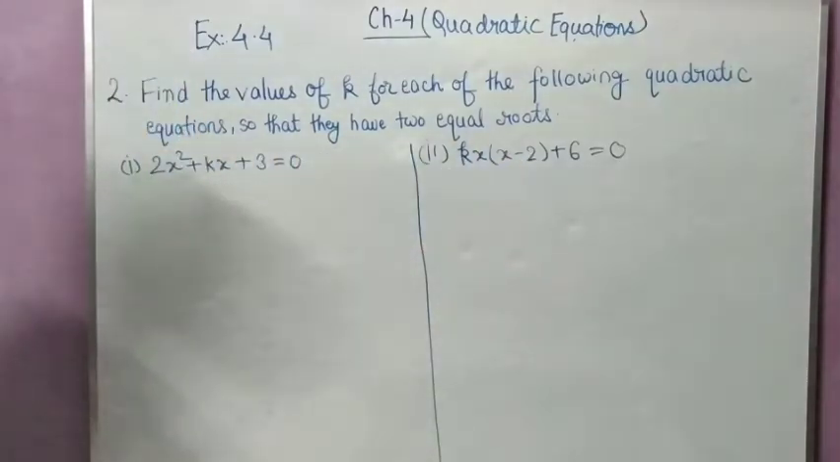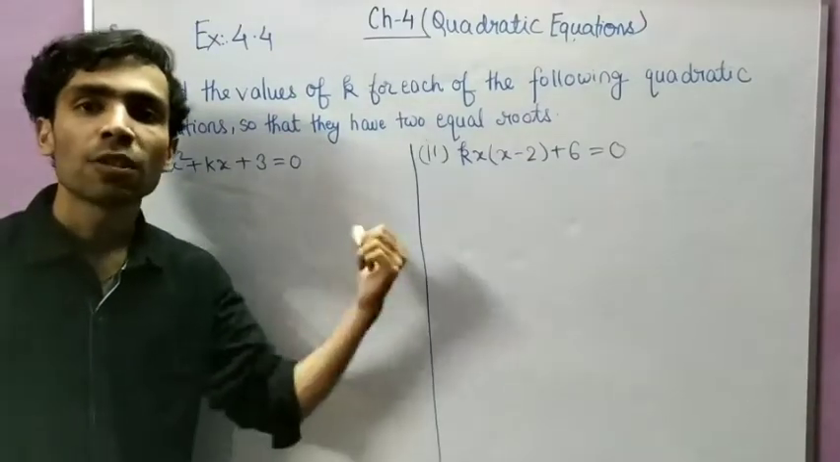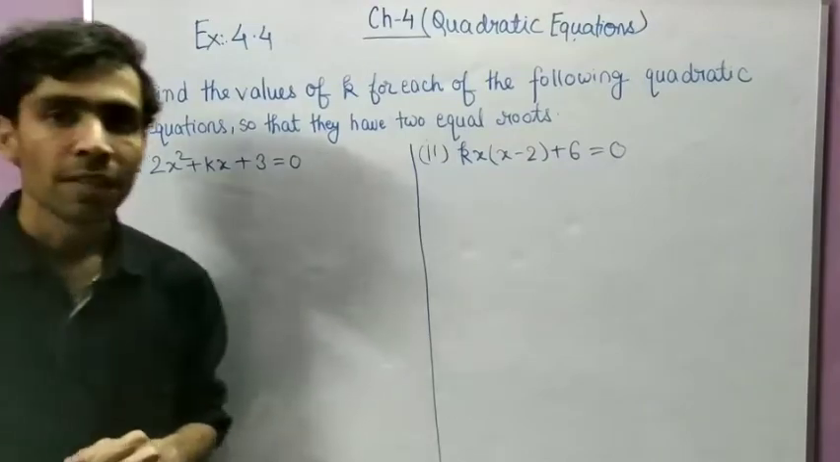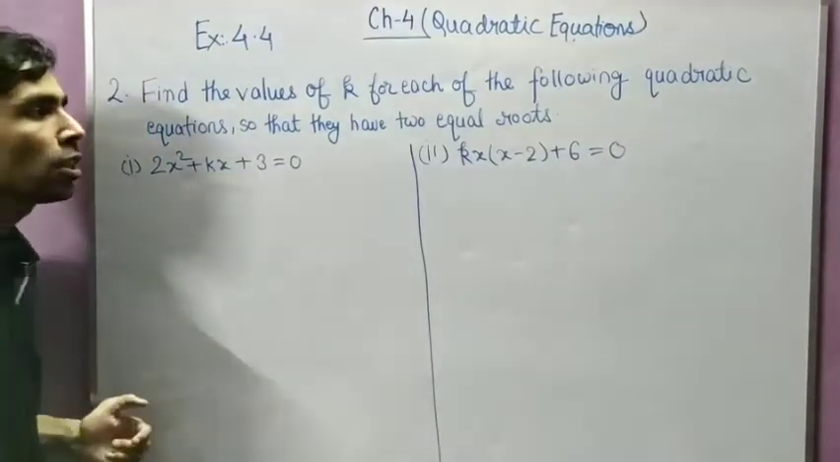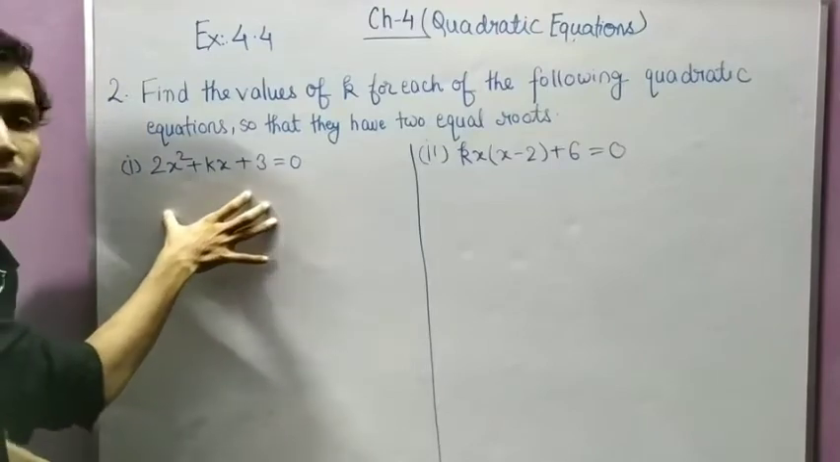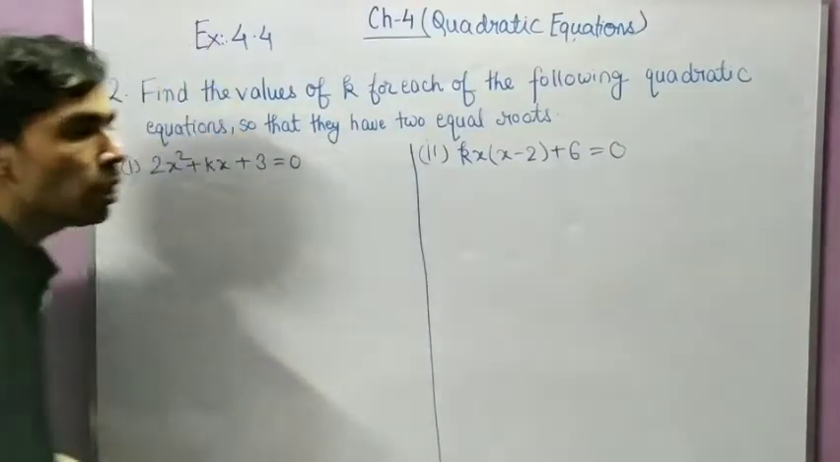Okay, and we have to find the value of k from these two quadratic equations. One more piece of information is given: both the quadratic equations have two equal roots, meaning this equation has two equal roots and this equation also has two equal roots.